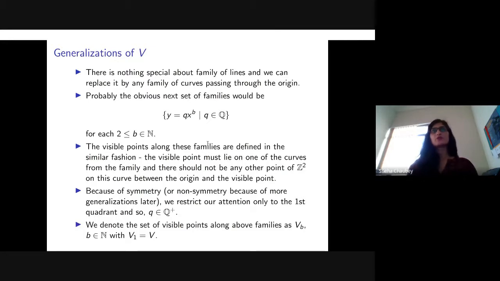Okay. Now, for the case of straight lines, we have symmetry. There will be more generalizations later where we will have non-symmetry, and for those cases we are going to restrict our attention only to the first quadrant. Okay, so as I said, this is the generalization. So we denote the set of visible points along these families as V subscript b because it depends on b. And as you can see, if you take b equals 1, then it's just the usual visible lattice points.